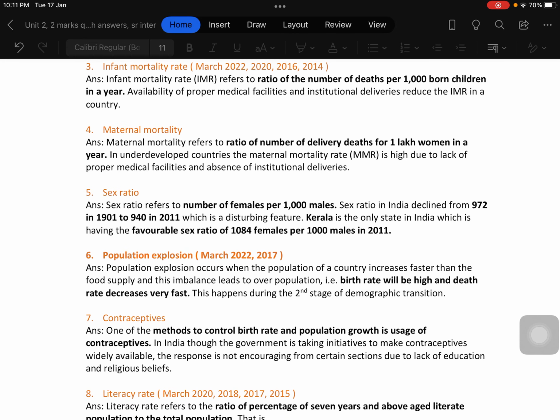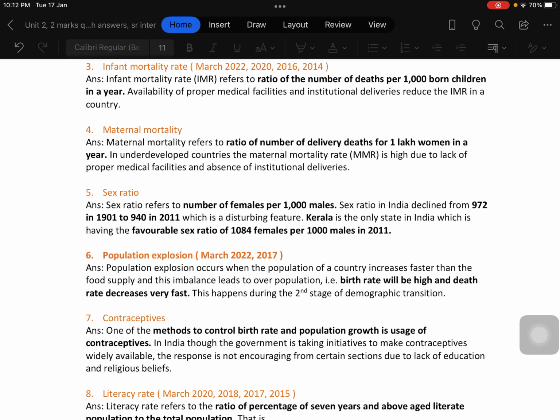The next question is population explosion. This question has been asked twice out of the 7 times, March 2022 and 2017. Population explosion occurs when the population of a country increases faster than the food supply, and this imbalance leads to overpopulation. Now why does the population of the country increase faster than the food supply? Because the birth rate will be high and the death rate decreases very fast. So if the birth rate is higher than the death rate, automatically there will be too many people in a country. So that leads to overpopulation.